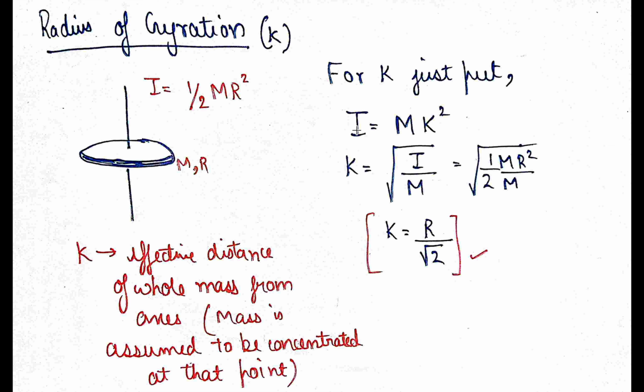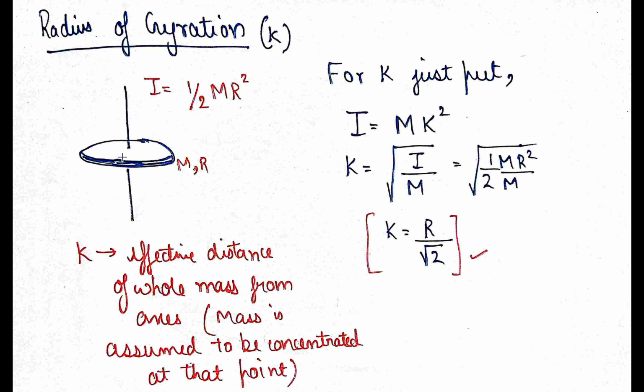If you just calculate k from this formula and put I as half mr square, you will get k as r by root 2. So this is the distance at which the whole mass is accumulated, or concentrated at that point. So k, the radius of gyration for a disk, is r by root 2. So you just have to put the moment of inertia after calculation as mk square, and compare it. If you compare it, you can get k as r by root 2. So the physical significance of radius of gyration is again the effective distance of the whole mass.